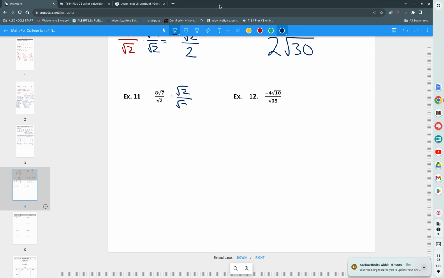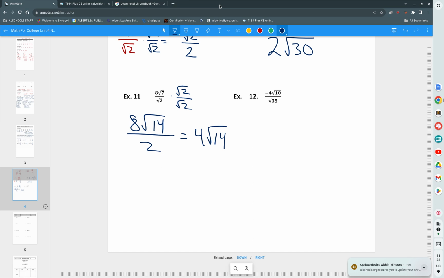I'm going to multiply top and bottom by the root of 2 and get 8 roots of 14 over 2. Notice how 8 divided by 2 is 4, so you should get 4 roots of 14. Last example we do together, a lot of people would be tempted to multiply top and bottom by the square root of 35. If I did that, I'd get the square root of 350. I don't like to work with 350. It's a really big number.